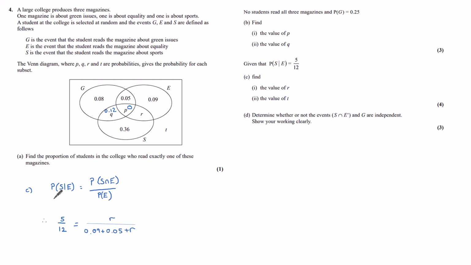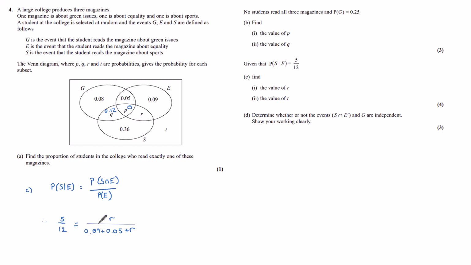Now, we know the probability of S given E to be 5/12. The probability of S and E would actually be 0 plus R. In this case, however, we've only got R because P is equal to 0. And then the probability of E is the sum of all of these values here. So that's 0.05 plus 0 plus R plus 0.09. And so we can start to rearrange this.